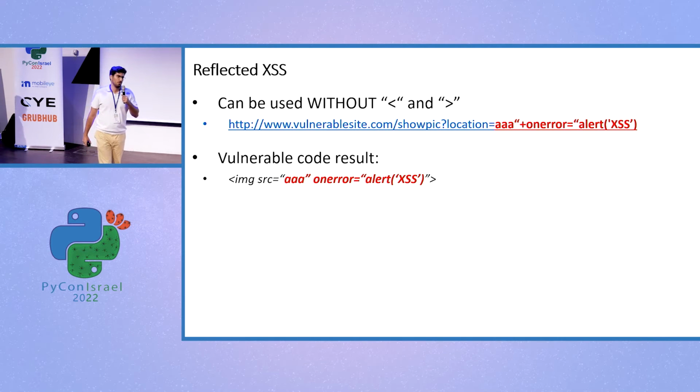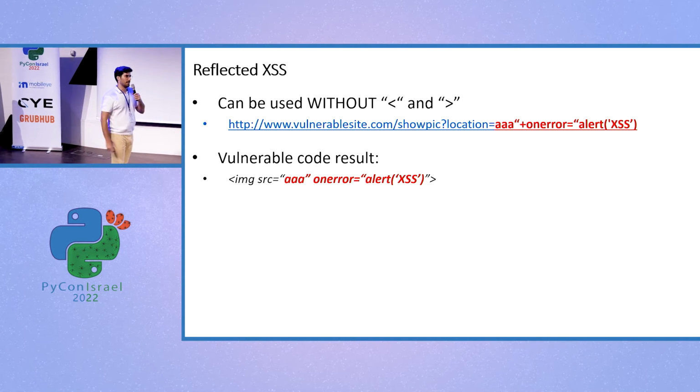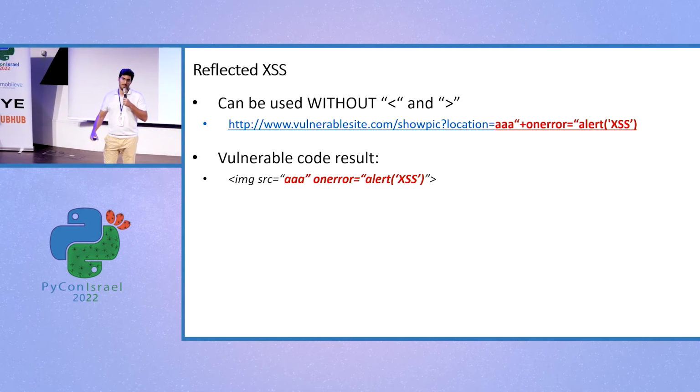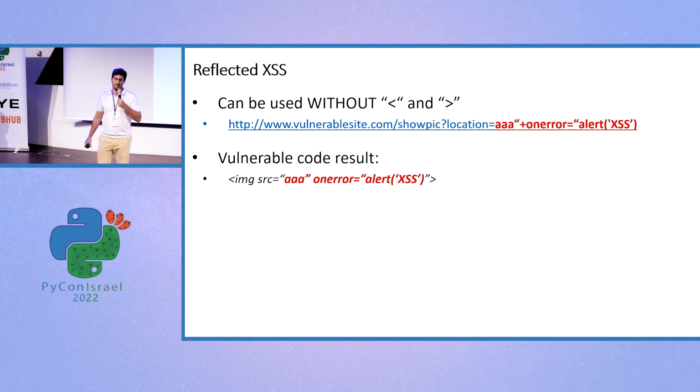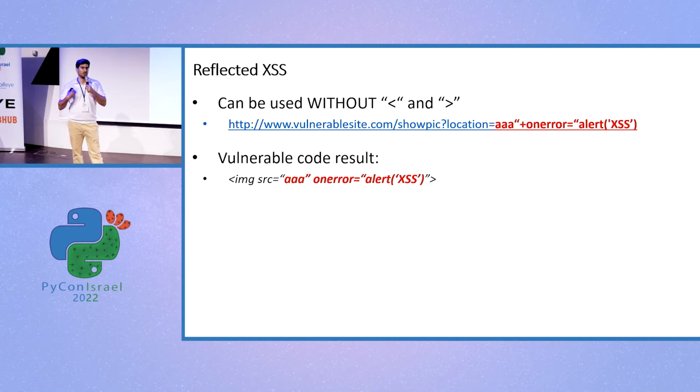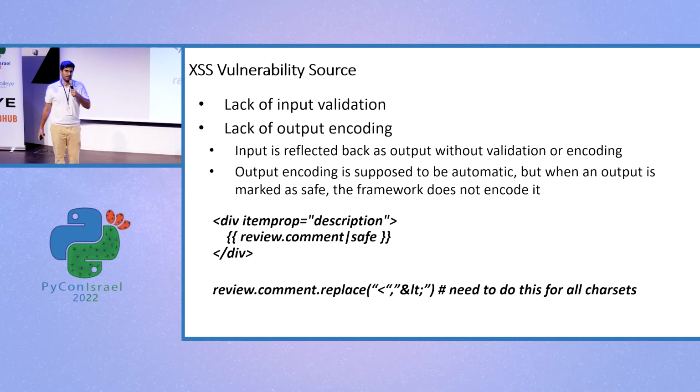You don't even have to use the less than and greater than brackets in some cases, because sometimes the data is reflected back inside an attribute. For example, it's very common to have the data reflected back to the source of an image. If I'm inside an attribute, all I have to do is break out of the attribute using double quotes, and then open another attribute, like an event, and have my malicious script live inside the event. It's the exact same attack. It's very hard to detect.